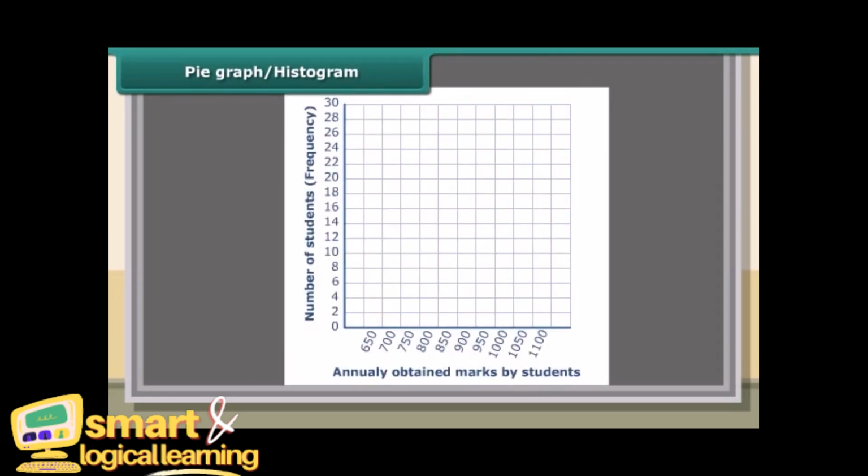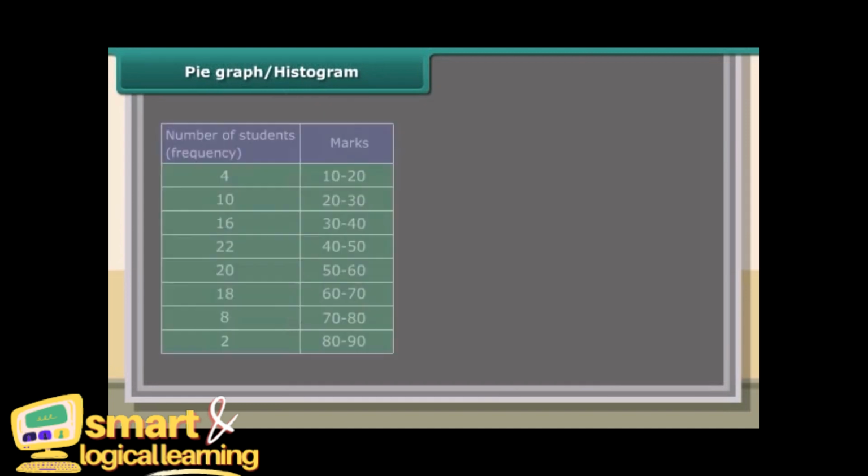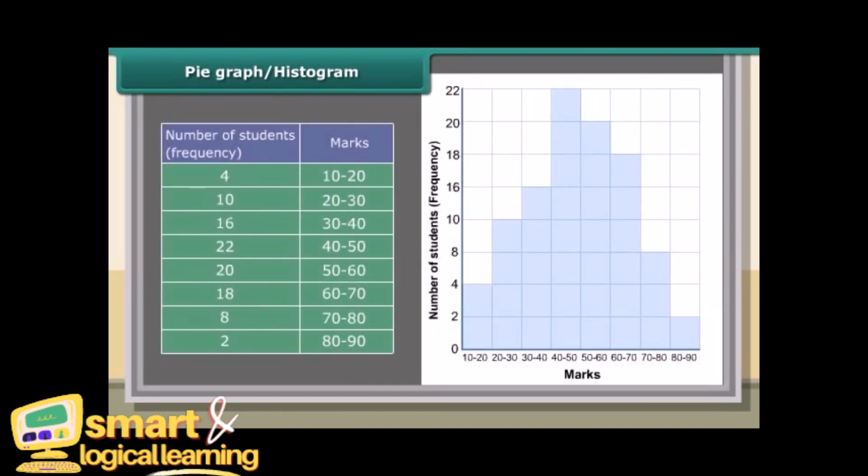Histogram. A histogram is a graphical representation of a frequency distribution in the form of rectangles with class intervals as bases and heights proportional to corresponding frequencies, such that there is no gap between any 2 successive rectangles. The following table gives the marks scored by 100 students in an entrance examination.